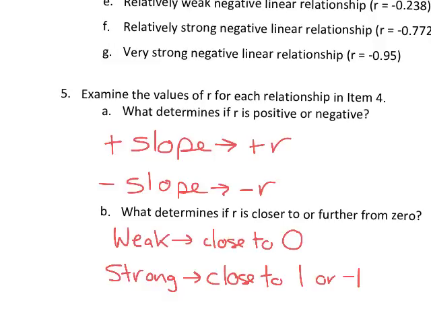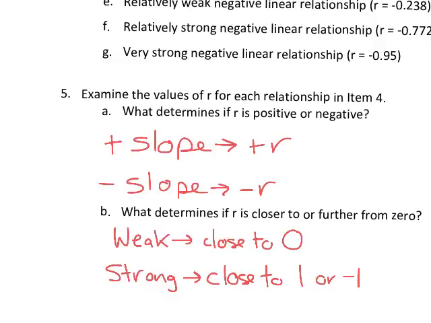Let me give you a little preview. When we start plotting scatter plots on Desmos, it will spit out an R value. So you do not have to be able to calculate the R value, but you have to be able to interpret it. You have to be able to look at R equals 0.8 and tell me that that is a positive, relatively strong correlation.